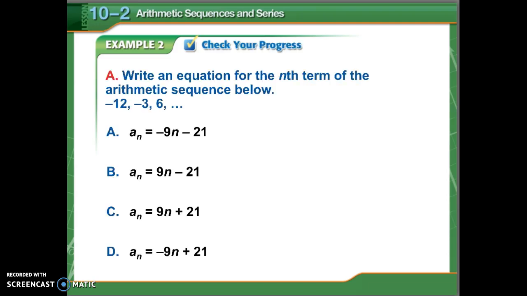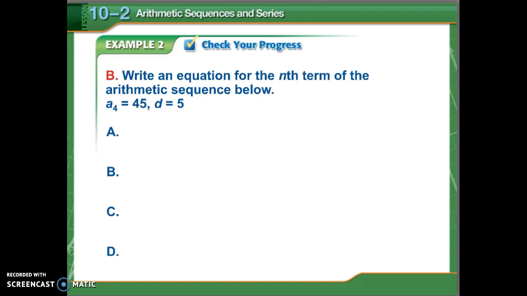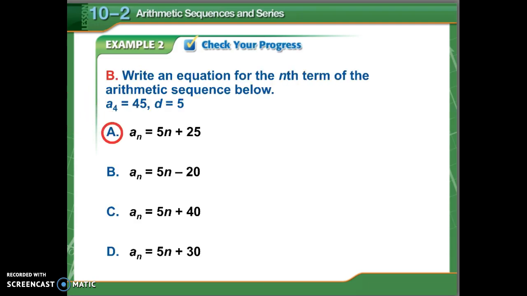Okay, here's two parts to check your progress on. Go ahead and pause the video, read through the question. I'm going to go ahead to the answer on the next screen. And the answer for this one is B, 9n minus 21. Looking at part B, go ahead and pause the video and read through the question, work it out, and we'll find the answer on the next screen. And this time the answer is A, 5n plus 25.